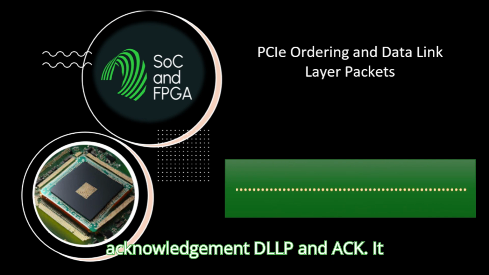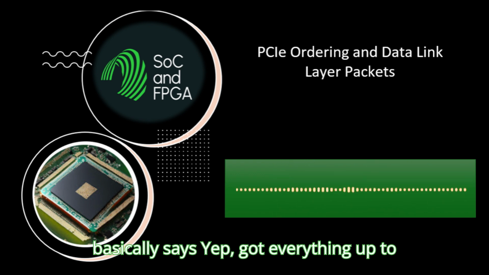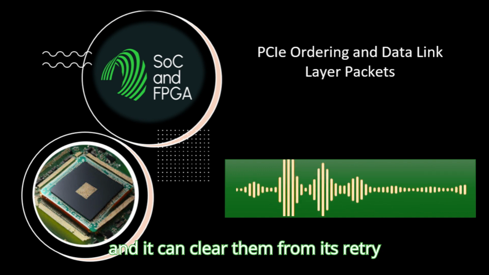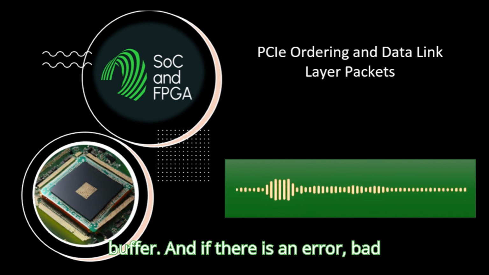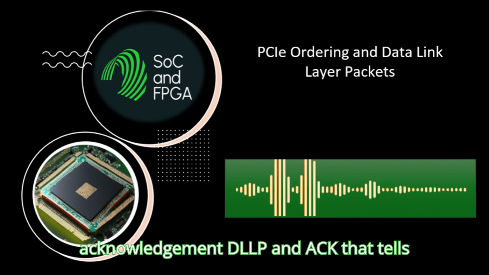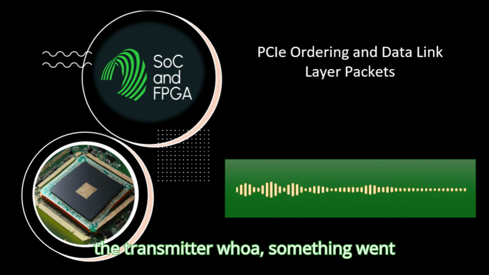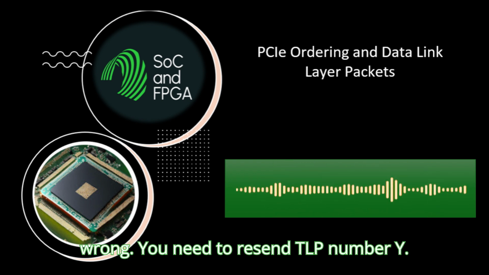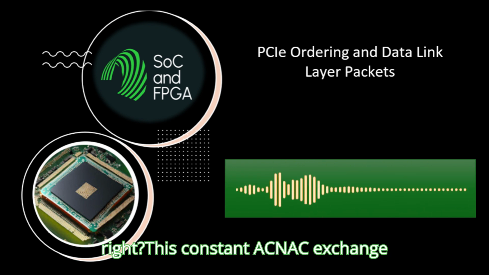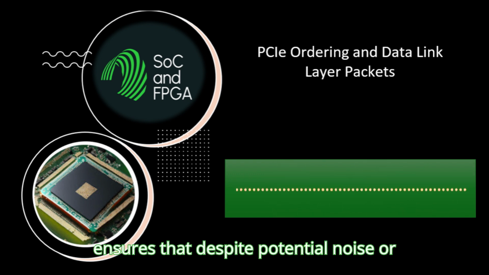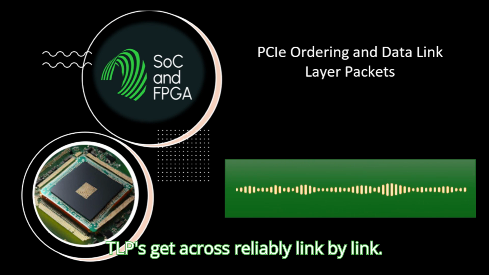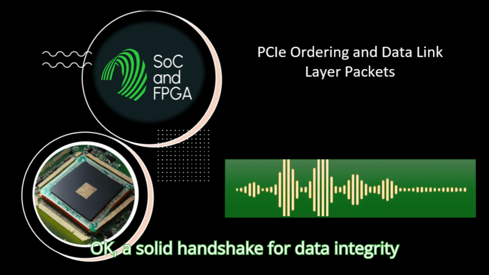Exactly. An acknowledgement DLLP, an ACK. It basically says, yep, got everything up to sequence number X successfully. This lets the transmitter know those TLPs made it, and it can clear them from its retry buffer. And if there is an error, bad CRC, wrong sequence number, then the receiver sends back a negative acknowledgement DLLP, a NAK. That tells the transmitter, whoa, something went wrong. You need to resend TLP number Y, or maybe a range of them. So the transmitter replays them from its buffer. Right. This constant ACK-NAK exchange ensures that, despite potential noise or glitches on the high-speed link, the TLPs get across reliably, link by link. Okay, a solid handshake for data integrity at the link level.